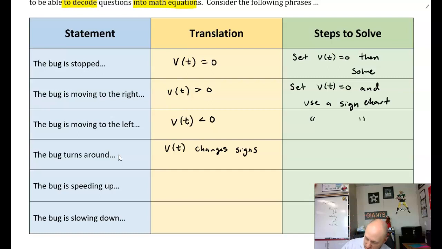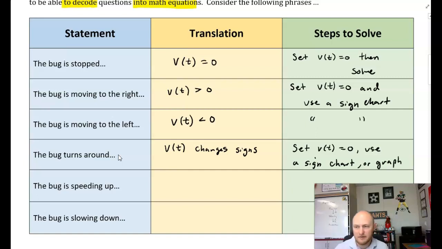Okay, and how do we do this? Well, again, we set the velocity equal to 0, and we use a sign chart. Or sometimes this is given in a graph. I'm going to put here, or a graph. They can give us a graph and we can interpret this information.